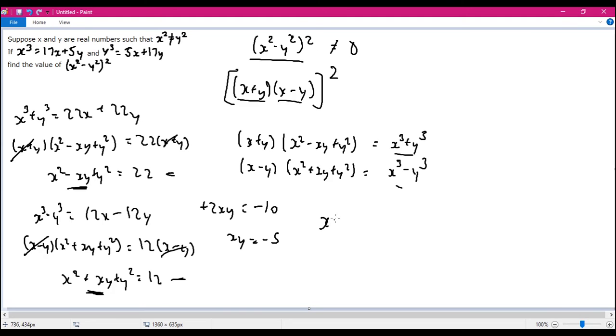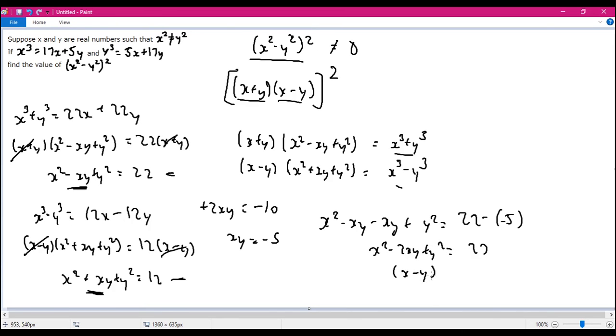So we can take x squared minus xy, subtract an xy. So we have 22. Now that we know this is negative 5, we can subtract off a negative 5. x squared minus 2xy plus y squared equals 27. And now we have the perfect square trinomial we need. And this is what we needed. If we take the square root of this, we get x minus y.